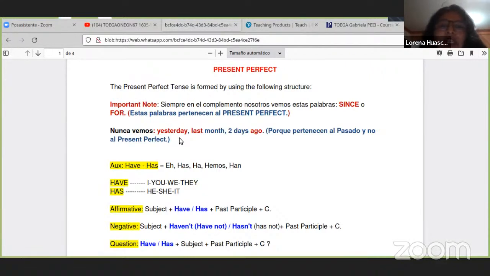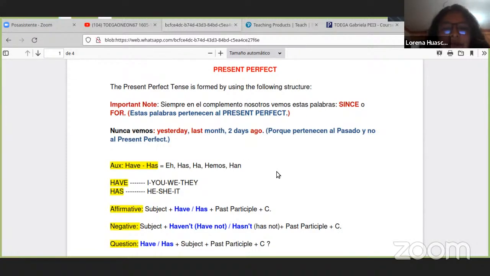In present perfect, when we talk about time, we always use since or for. These two words are really important in the complement of a present perfect sentence. In simple past, the most important time expressions are yesterday, last with some days or month, or 2 days with the expression ago. These three expressions show us just the past, not the present perfect, because with these expressions we can talk about just the past.